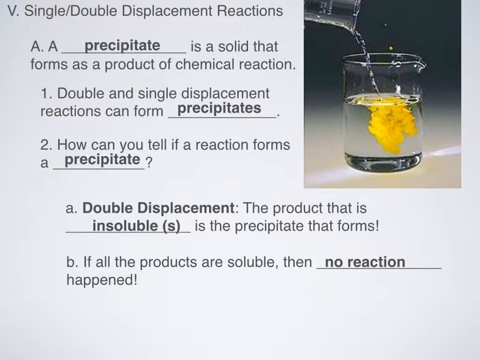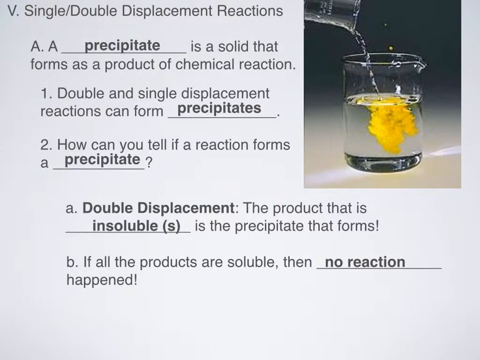So before, when we were doing predicting products of reactions, I said that we weren't going to worry about the states of matter on the product side of single and double displacement reactions. Now the reason why is because we needed to know a little bit more about the intricacies of single and double displacement reactions. So here's the general idea.